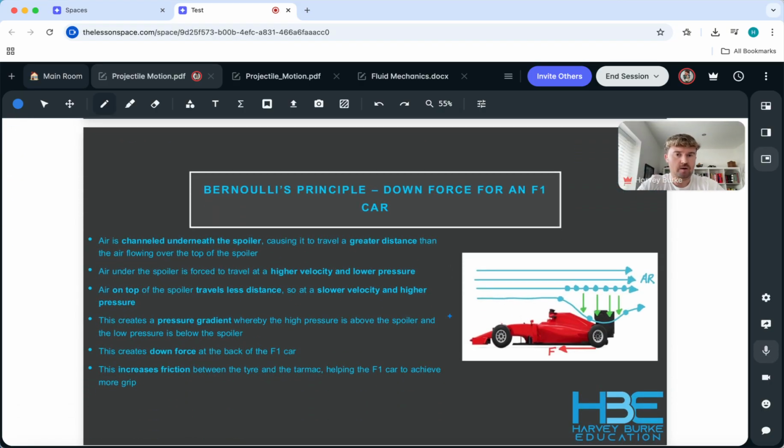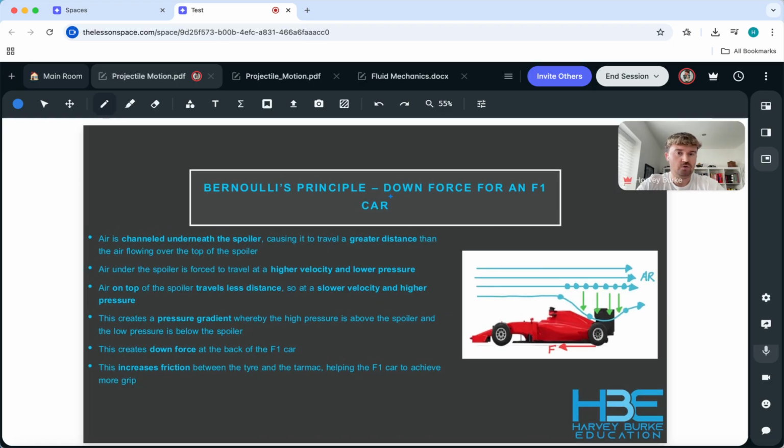But they could ask you about Bernoulli's principle in relation to downforce. Now, nothing really changes here. The principle is the same. It's just that the aerofoil shape has been flipped upside down. So this time you end up with the flatter air traveling over the top of the shape, and then the curved air being channeled underneath the shape or the object.